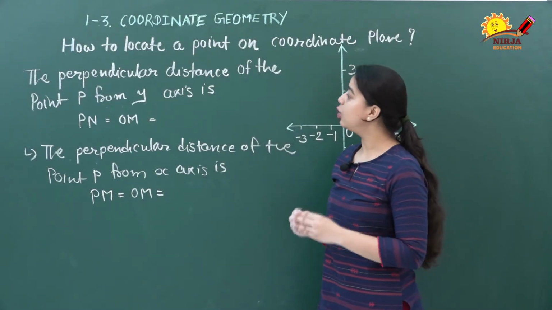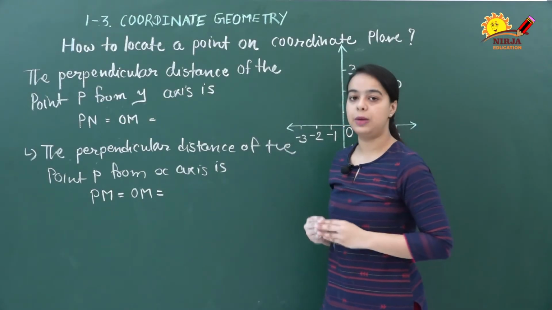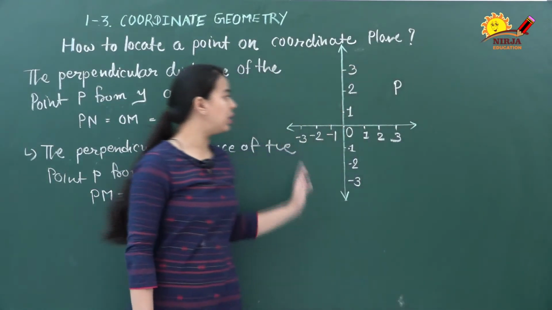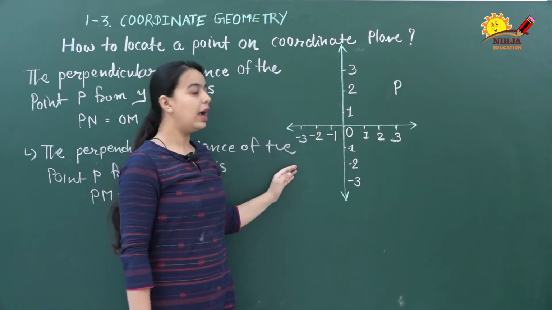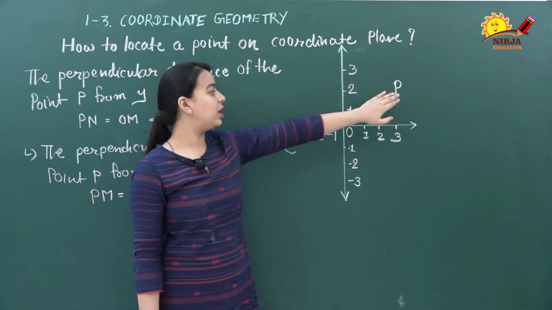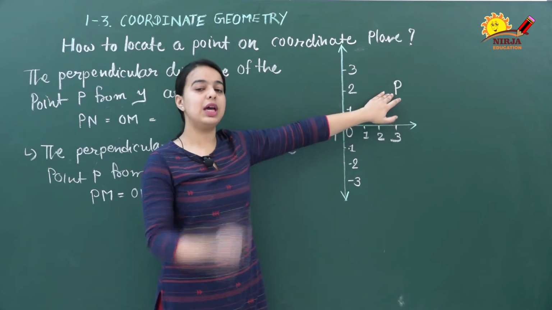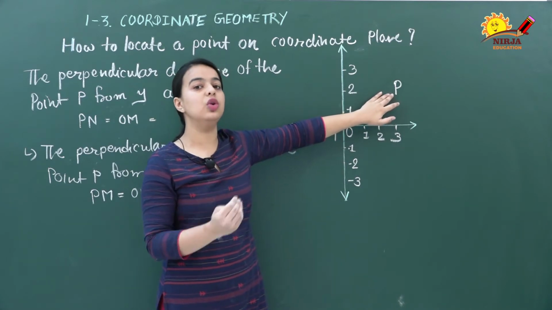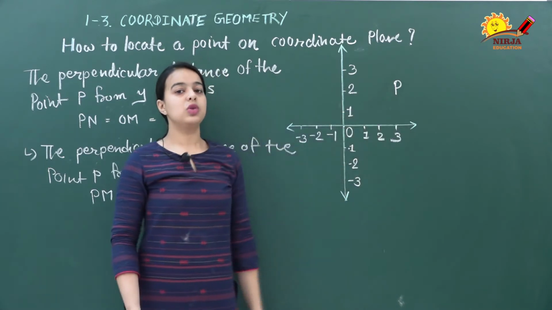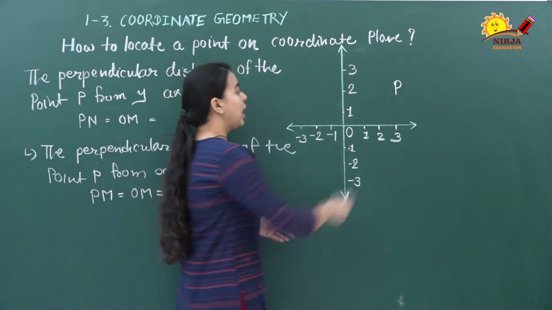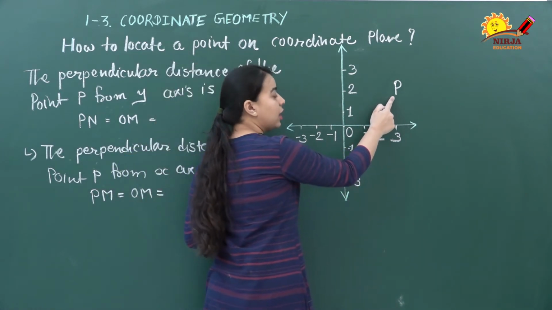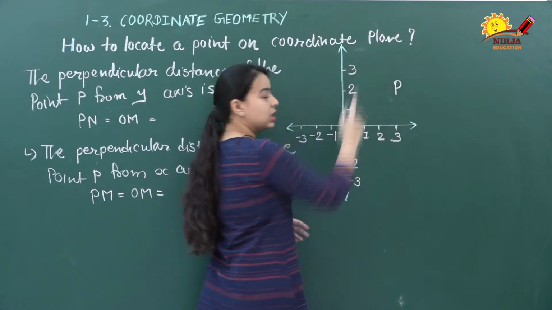Now let's see how to locate a point on a coordinate plane. As you can see, here I have taken one coordinate plane and on that I have taken one point P. Suppose there is one point P which we need to locate on our coordinate plane. So now how to do that? As you can see, there is our point P in quadrant 1.